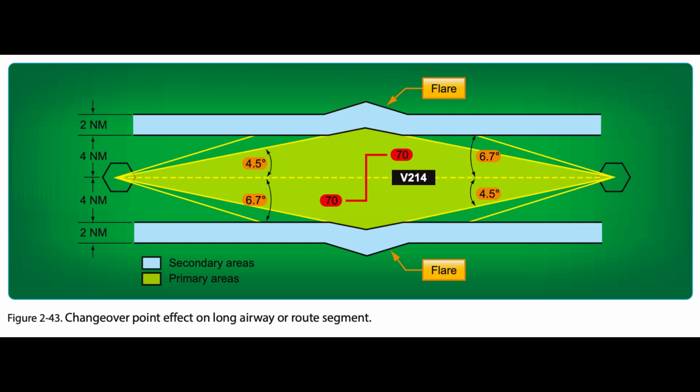On long airway or route segments, if the distance between two facilities is over 102 nm and the COP is placed at the midpoint, the system accuracy lines extend beyond the minimum widths of 8 and 12 nm, and a flare or spreading outward results at the COP. Figure 2.43. Offset COP and dogleg segments on airways or routes can also result in a flare at the COP.